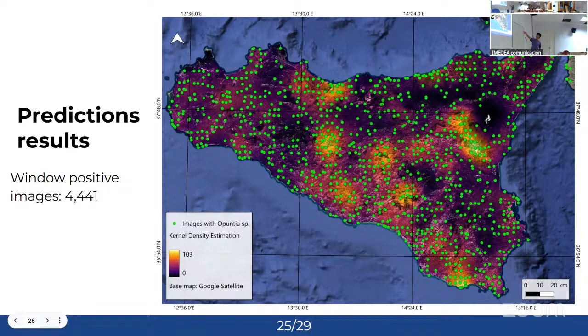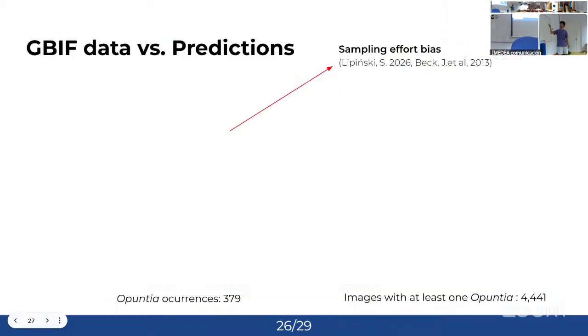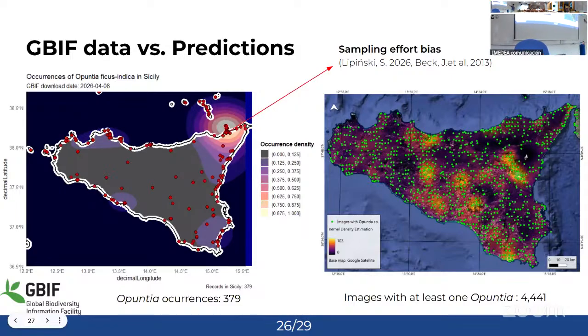So all those green points represent a single image where we have presence of the Opuntia. And also with these points, I've created a kernel density estimation, so we can see a little bit the spatial distribution of this species. Now it's interesting to compare our approach to other ways to create distribution maps.